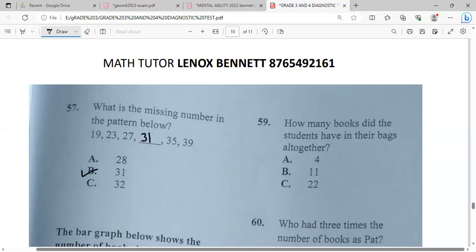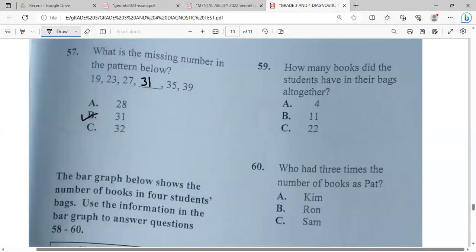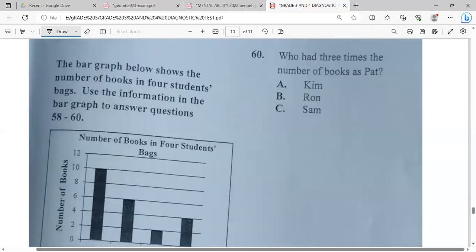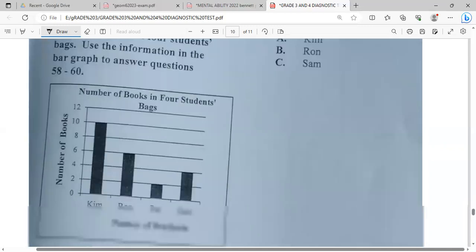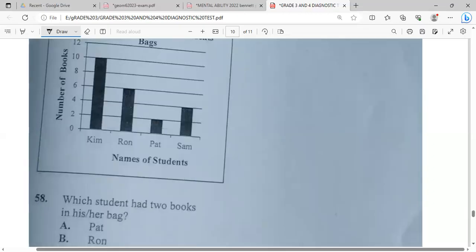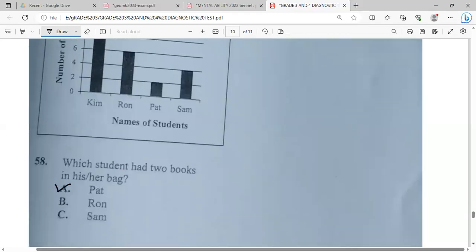58. The bar graph shows the number of books in 4 students' bags. Use this information to answer 58 to 60. Okay, so we're going to be using this bar graph. All right, so we have Kim, Ron, Pat, and Sam, and then we have the number of books on the side. So it says, which student had 2 books in his or her bag? So first we go to 2 and we run a line, and that would be Pat. So Pat had 2 books in her bag.